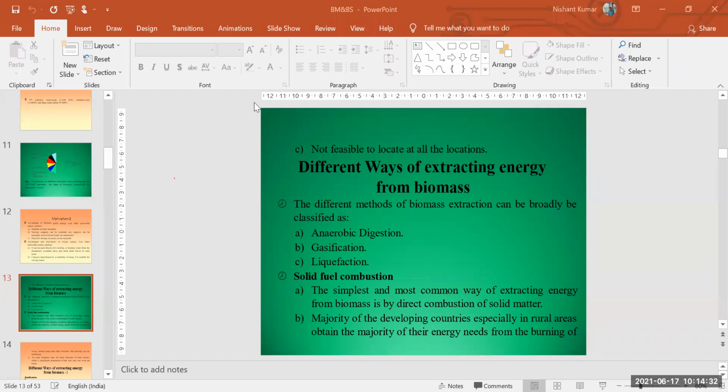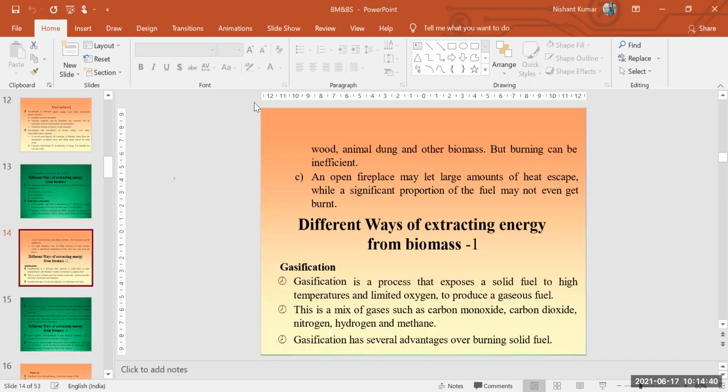The majority of the developing countries, especially in rural areas, obtain the majority of their energy needs from burning of wood, animal dung, and other biomass. Burning can be inefficient. In an open fire space, a large amount of heat may escape, while a significant portion of fuel may not even get burned.